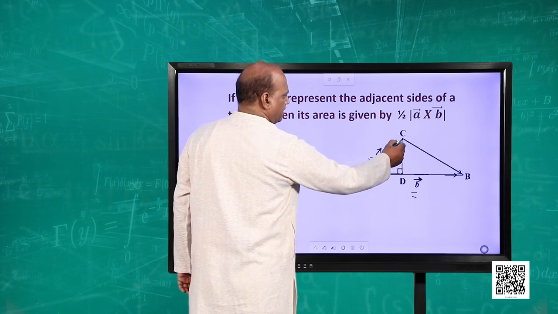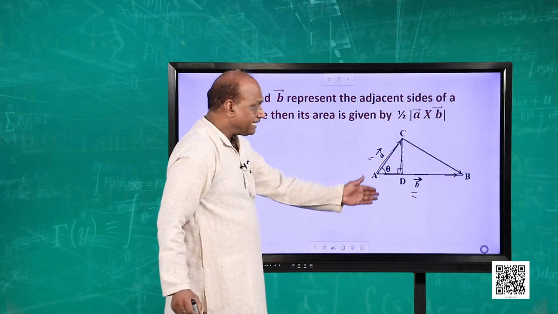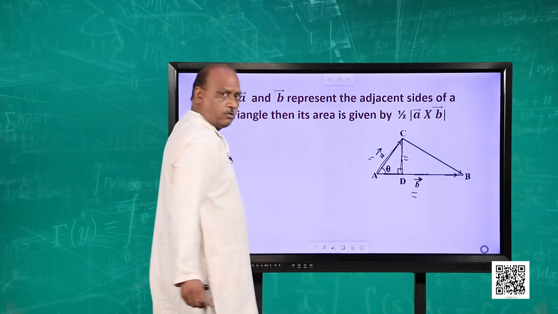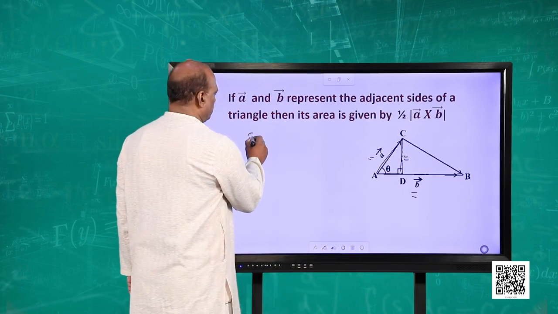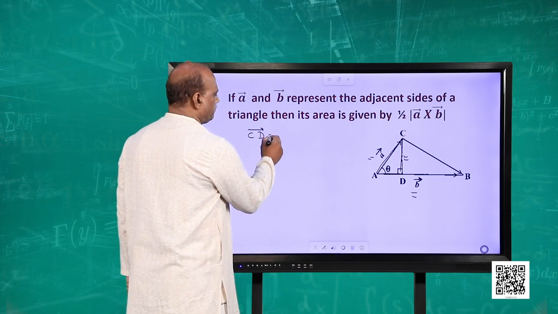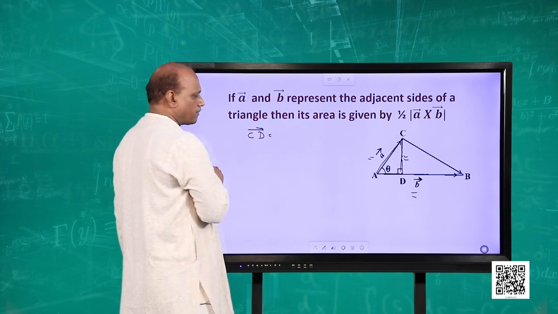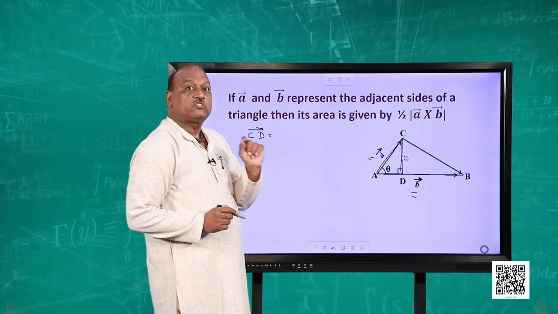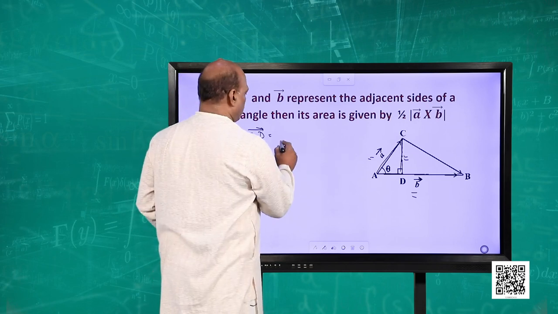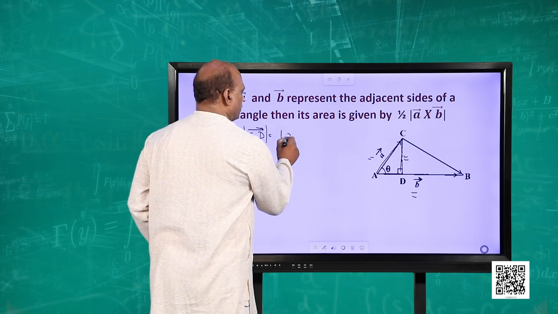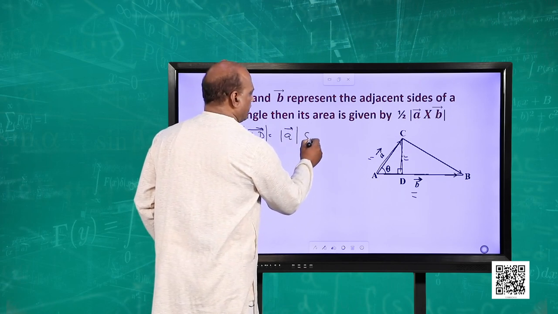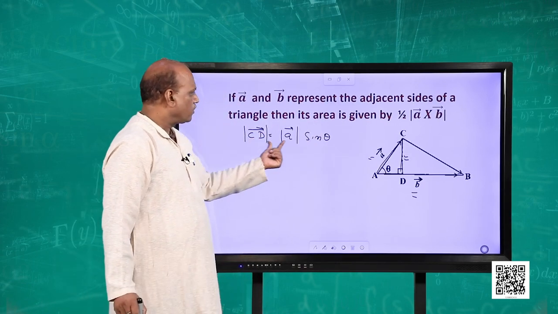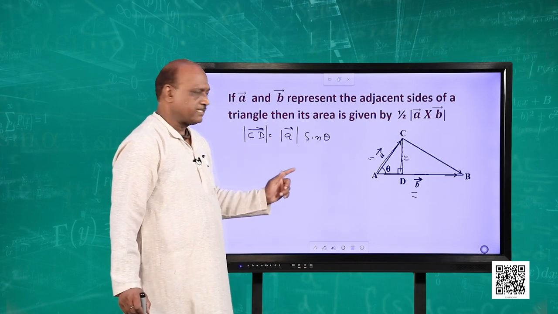In right triangle ACD, we draw CD perpendicular to AB, then by the trigonometric law, CD equals P upon H, which equals sine theta. So CD equals magnitude of A sine theta. Distance CD equals magnitude of A sine theta.